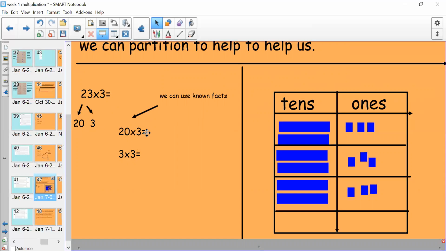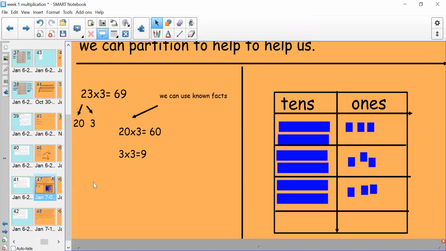So 20 times 3 is 60, and we can use the known fact from yesterday's lesson to help us. So 2 times 3 is 6, so 20 times 3 will be 60. And then 3 times 3 is 9. Okay, now we don't stop there because we still have to add those numbers back together. Because we partitioned and split them apart, we still have to add them back. So 60 and 9 would be 69. So we'd write the answer in there.